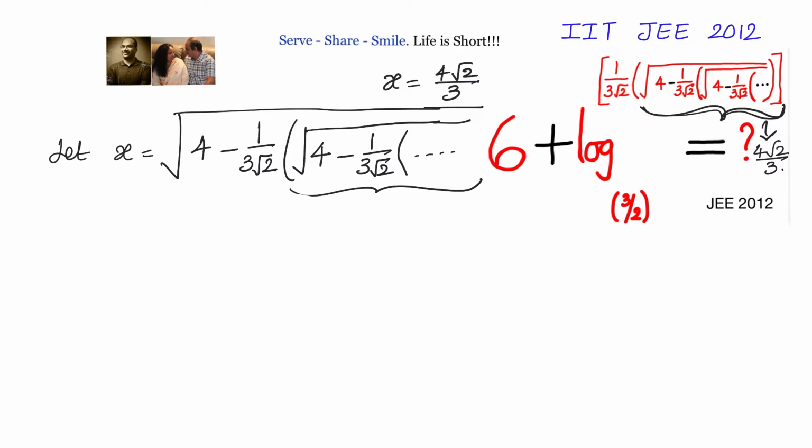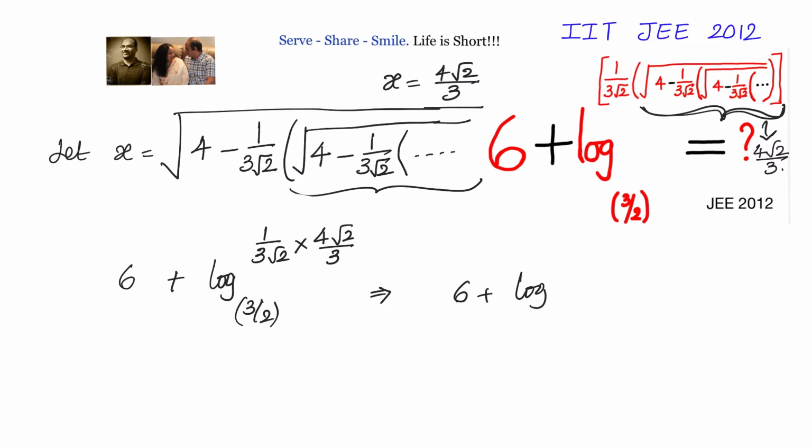So now the given problem will become 6 plus logarithm to the base 3 by 2 of 1 by 3 root 2, and that we need to multiply with 4 root 2 divided by 3. Let us simplify that. We will have 6 plus logarithm of, root 2 will cancel, we will have 4 by 9. How can we write down 4 by 9 in terms of 3 by 2? Easily we can see that we can write it as 2 by 3 whole square.